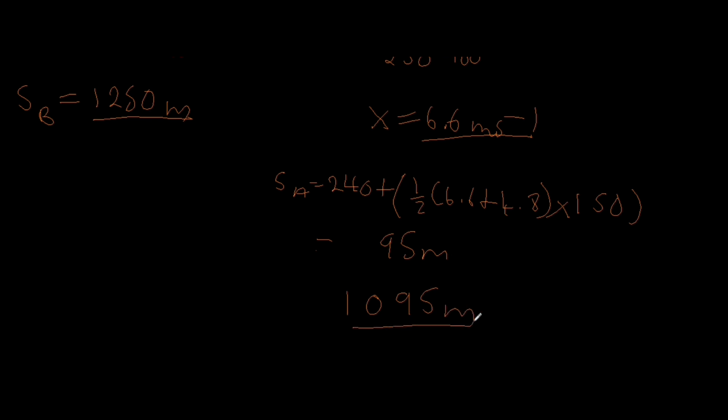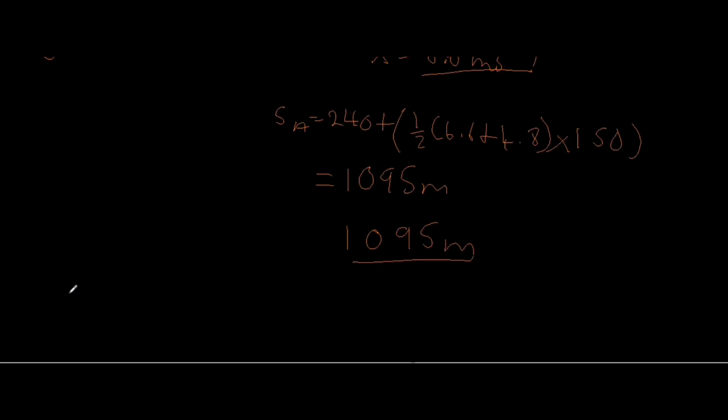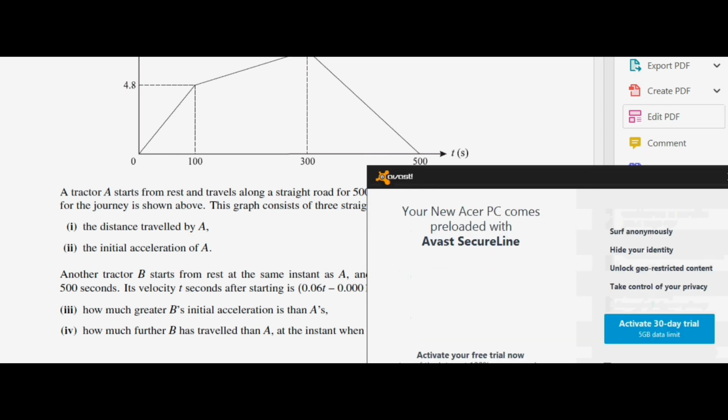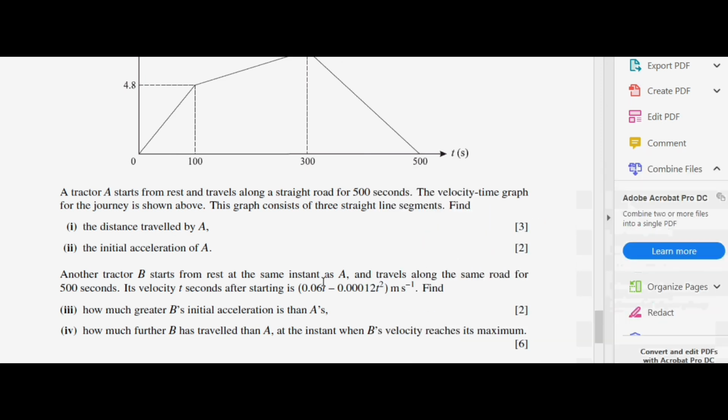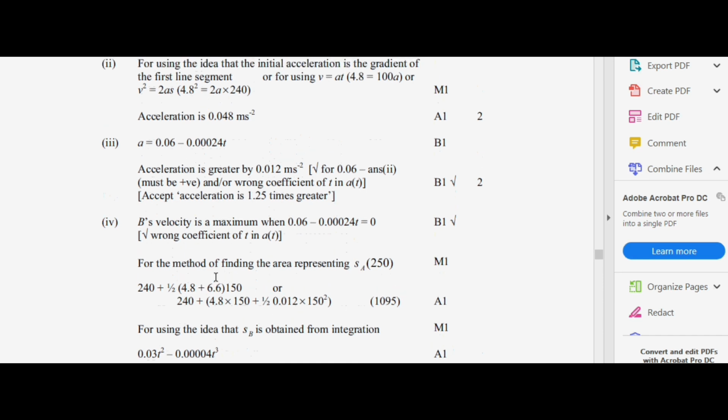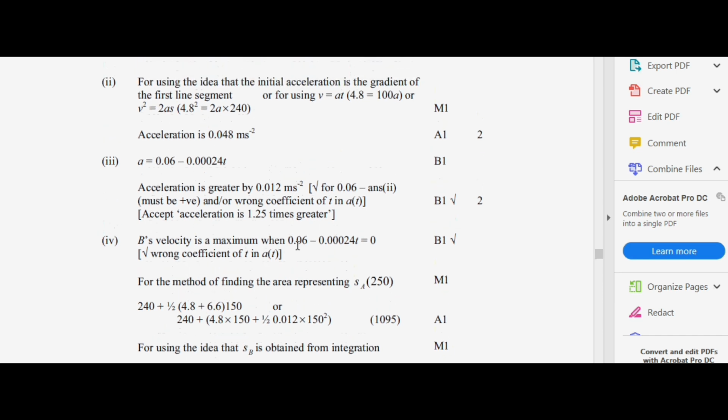So A would have traveled 1095 meters and B would have traveled 1,250 meters. The difference between the distances, 1,250 minus 1095, gives me 155 meters. What does that tell me? It tells me that when B reaches its maximum velocity, it would have traveled 155 meters more than A. And let's look at the answer here: 155 meters.